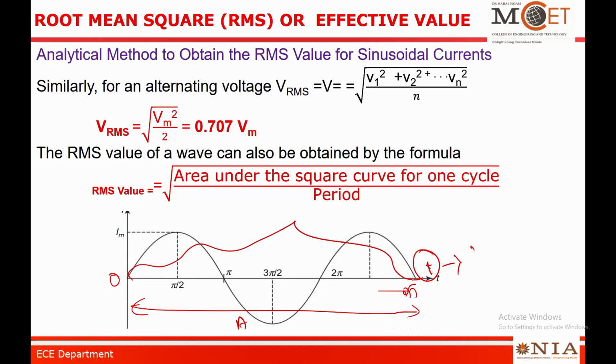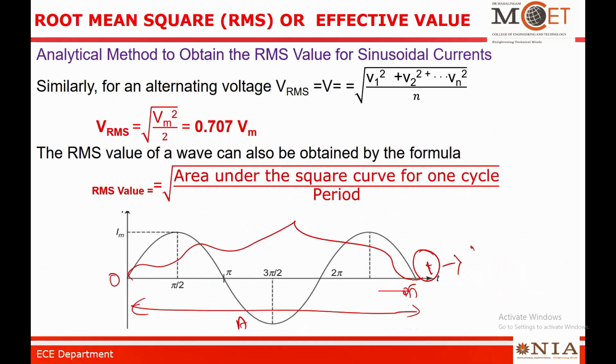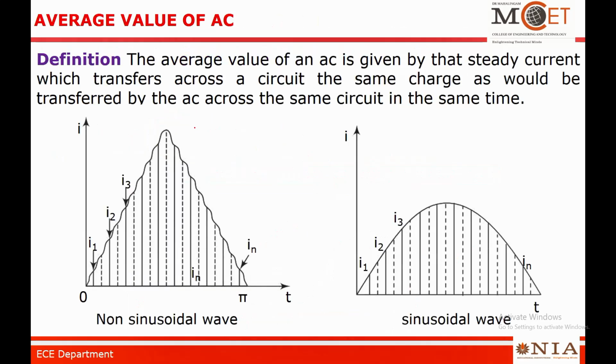So that is what is mentioned here, that normally the RMS value will be equal to the root of the area under the square curve of one cycle divided by the period. Analytically, we got the value for IRMS equal to Im divided by root 2, which is equal to 0.707 Im. For VRMS we got the value as 0.707 Vm.